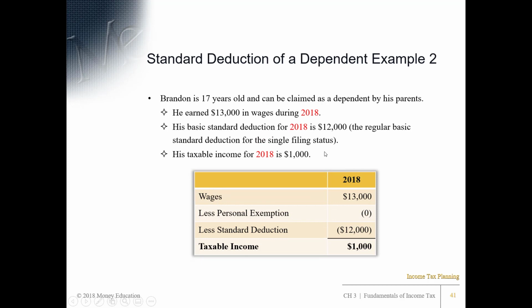Now Brandon is 17 and can be claimed as a dependent by his parents. In 2018, he earns $13,000 in wages. His basic standard deduction is the $12,000. It's the regular one. It can't be more than the maximum standard deduction. So he has $13,000 in wages, no personal exemption, and the regular single standard deduction of $12,000, which means he has taxable income of $1,000.